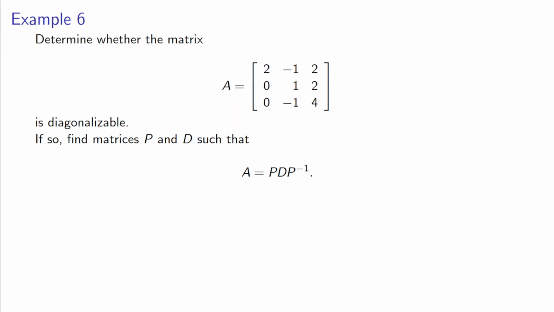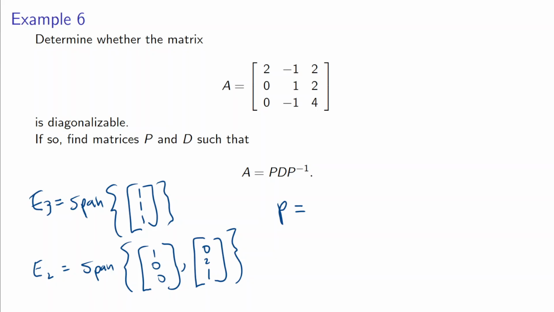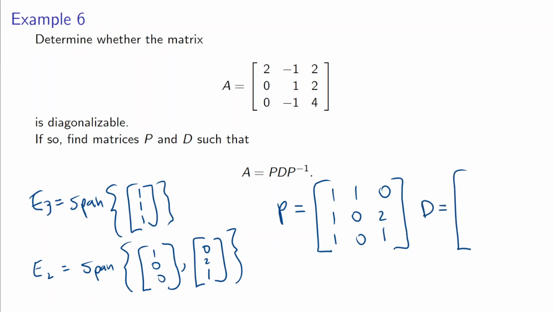So if we write that out, we could have E sub 3 is multiplicity 1 and is going to equal the span of 1, 1, 1. And then E sub 2 is going to be the span of 1, 0, 0. And then maybe I'll scale this one by 2 to get rid of the fraction. So 0, 2, 1. So A is diagonalizable. And we could write P equals 1, 1, 1, 1, 0, 0, 0, 2, 1. And D would be 3, 2, and then you just repeat. You put another 2.